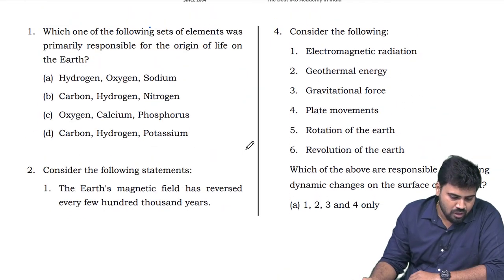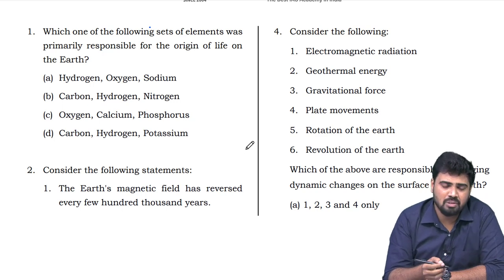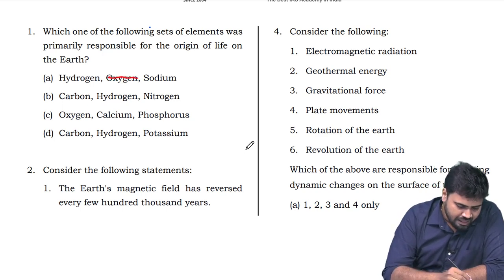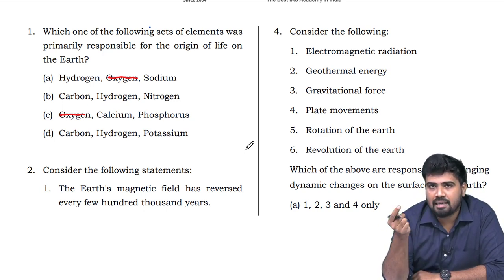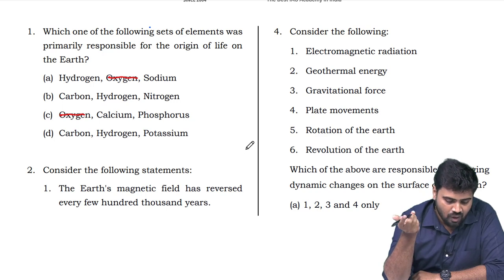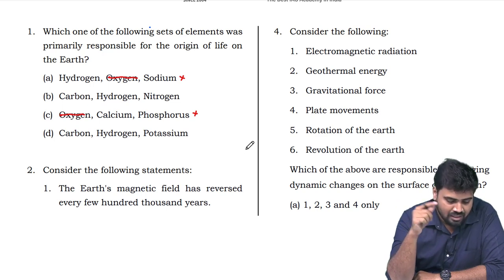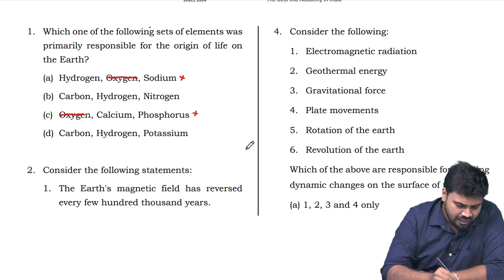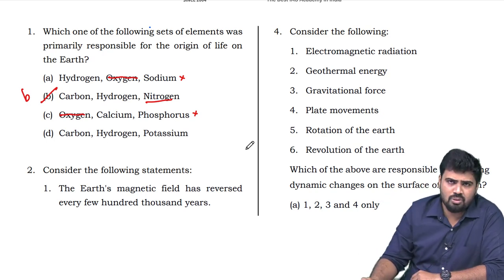Which one of the following set of elements was primarily responsible for the origin of life on earth? See, it's actually a very basic question. Oxygen evolved later, correct? When new organisms evolved, the photosynthesis process evolved and oxygen was added. So it is not in the previous time, and we can eliminate oxygen here. If you eliminate oxygen, options A and C can be eliminated easily. Just two options left: carbon, hydrogen, nitrogen, and carbon, hydrogen and potassium. Obviously it is carbon, hydrogen and nitrogen that is the exact answer. So option B. I think it is a 2011 question.